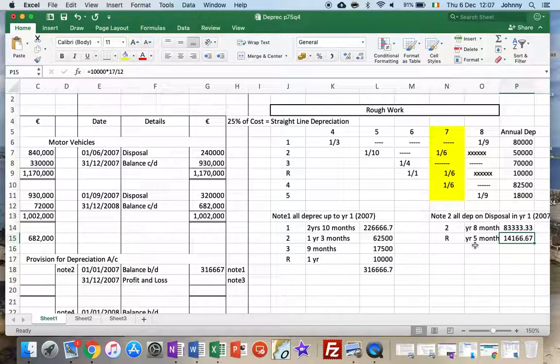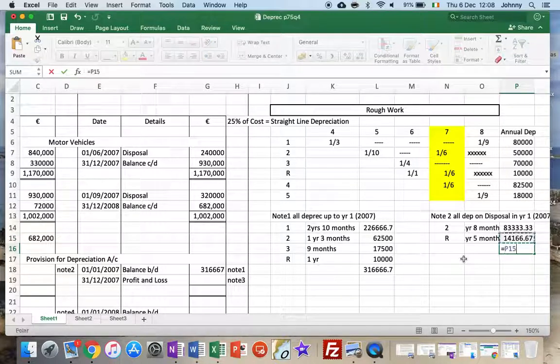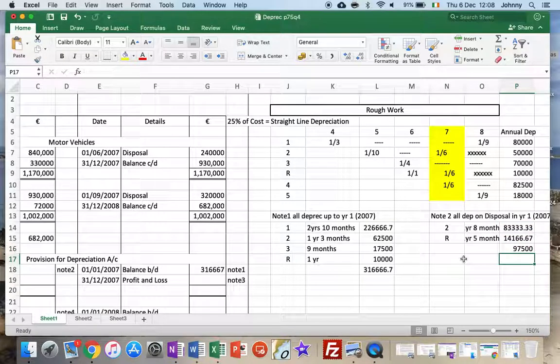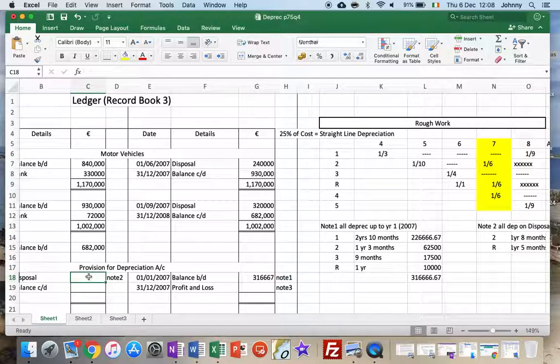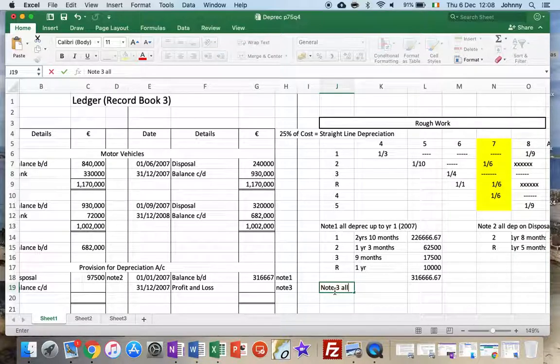And again, if you're unsure of the formulas, you can look at the box that we have up here, and it shows you what I multiply by what to get the numbers. So I'll add those two numbers together. So 97,500, and that goes over here for my note number 2. So 97,500 in my provision for depreciation account. So note number 3. So that's all depreciation in year 1, 2007.